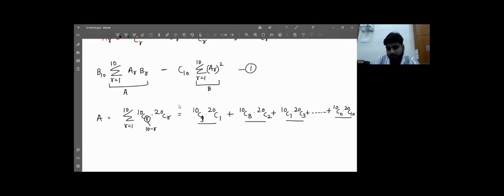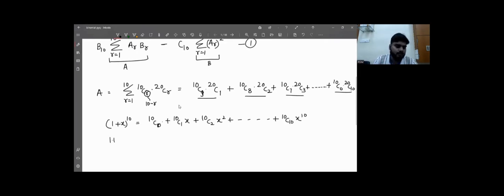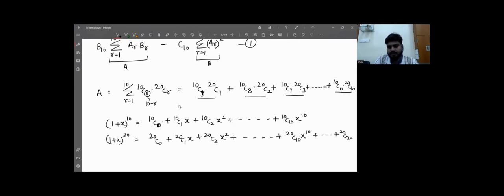Now we can say that this series is representing the coefficient of x^10 in the product of (1+x)^10 and (1+x)^20. Because (1+x)^10 will become 10C0 plus 10C1 x plus 10C2 x squared, like this, and up to 10C10 x^10. Now (1+x)^20 will become 20C0 plus 20C1 x plus 20C2 x squared, like this, and up to 20C10 x^10 and up to 20C20 x^20.